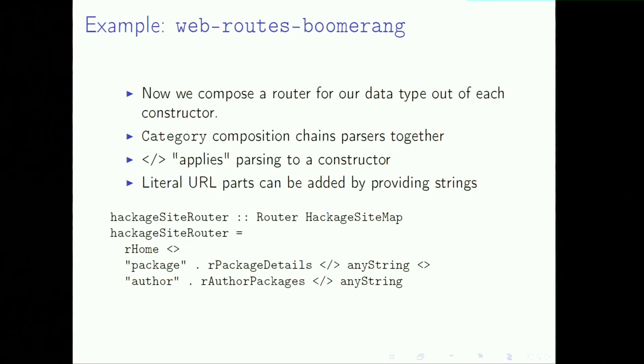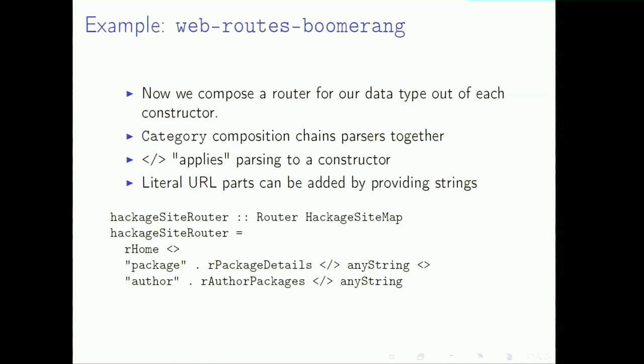So the next possible choice is that we read the string package. And if we do read the string package, then we can start working under this package details constructor. That requires a string, as we saw for the type of our package details. So we use any string, which just takes the rest of the URL and builds the route from that string. And likewise, when we're rendering this, our package details knows how to extract that string from the package details constructor and render it out into the route if we're rendering URLs.